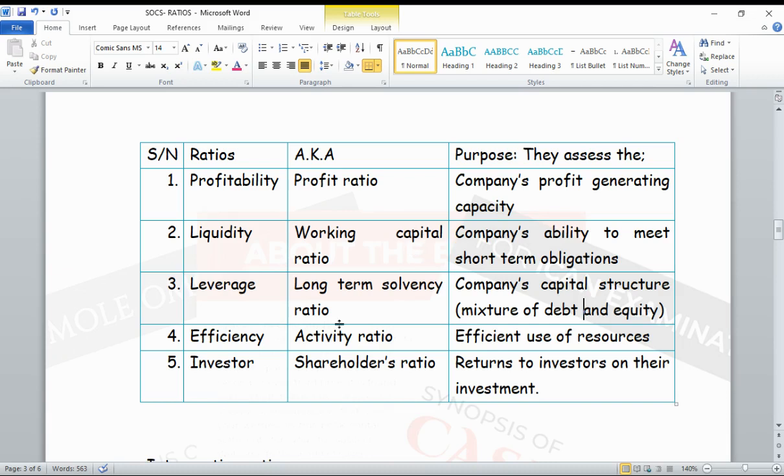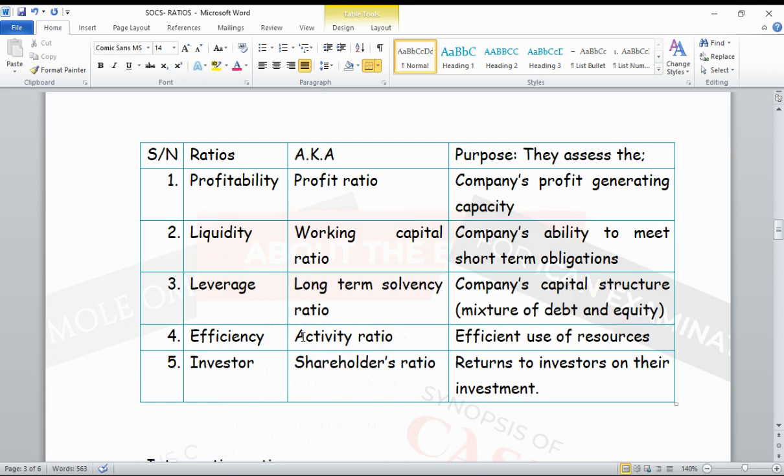The leverage ratios. Leverage ratios are so-called the long-term solvency ratios. They help us to what? Assess the company's capital structure. Now, the capital structure of a company basically is the amount of debt and amount of equity that the company actually uses. In simple terms, we're assessing how much borrowings the company uses to finance their operations, and how much equity shares the company uses. In Nigerian language, it's something like, how much base does the company actually use? Is the company acquiring base? That's the Nigerian term we use, right? Is the company acquiring borrowings to finance the operations? Or is the company using shares to finance the operations? So we are assessing it in that sense.